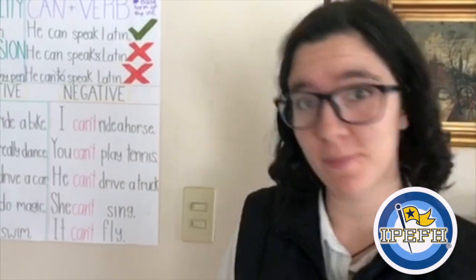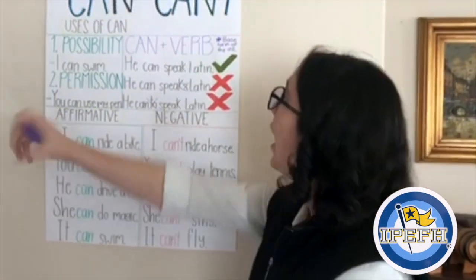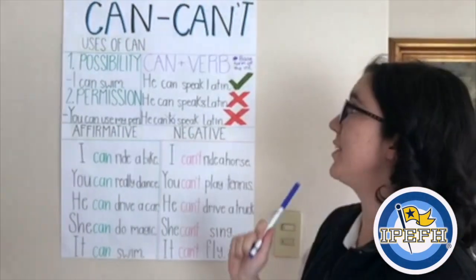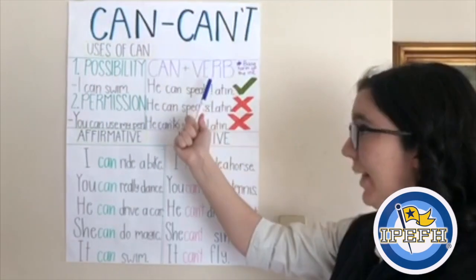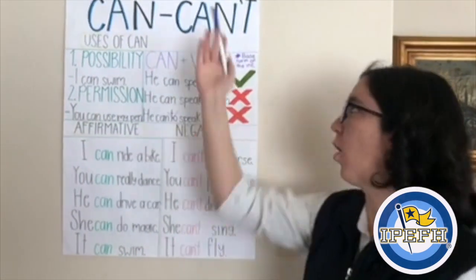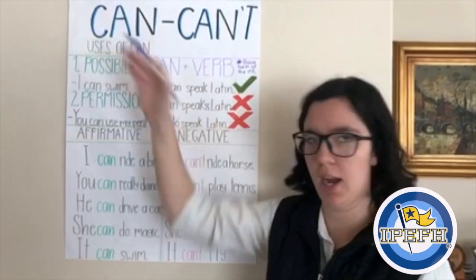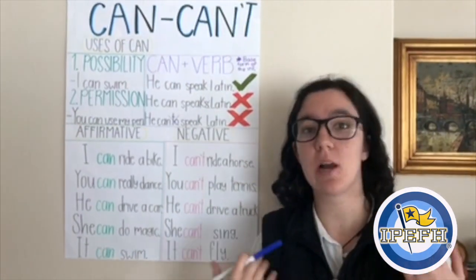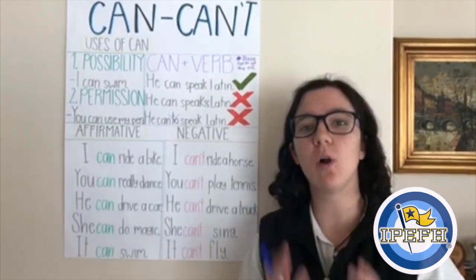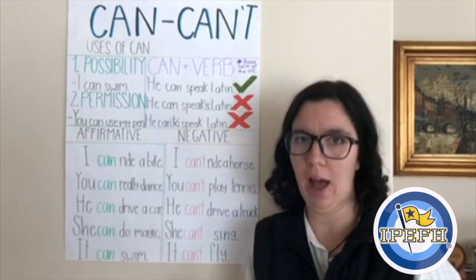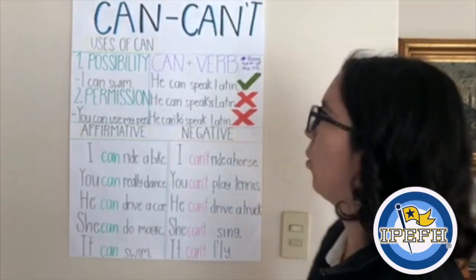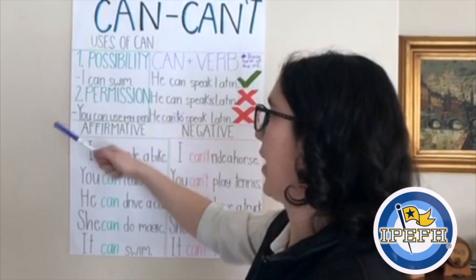So let's start. We're gonna learn some more, and now we're gonna see about can and can't. Now this obviously is the negative form of can, and can is used as an auxiliary. That means that you always have to use another verb after can. Okay, so uses of can.